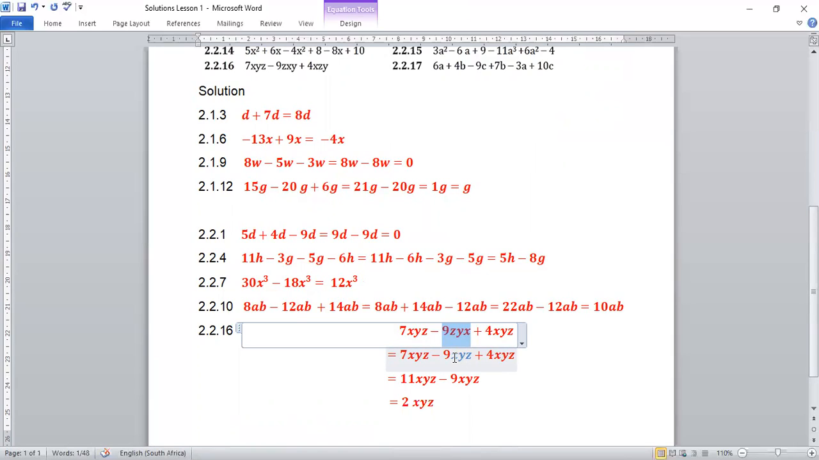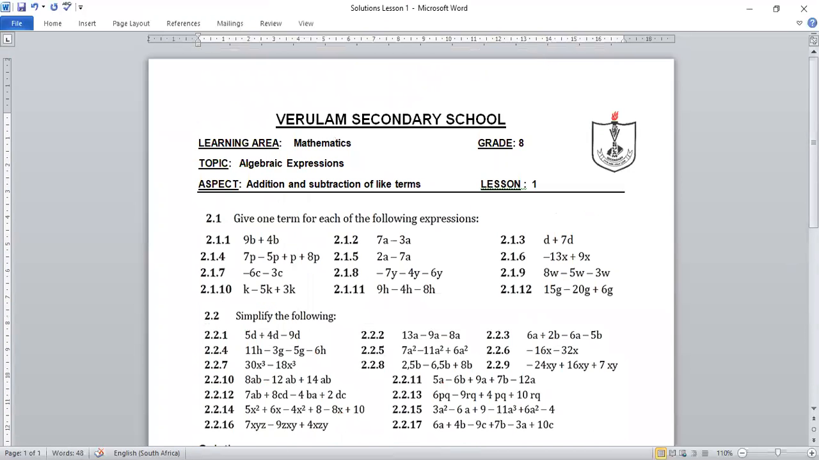And once you have figured out that it can be written as xyz, you now have 7xyz subtract 9xyz added to 4xyz. You group the positives, meaning 7xyz and 4xyz, you have 11. Subtract 9xyz, you have 2xyz. So that is how you solve most of these questions for lesson 1 on addition and subtraction of like terms.